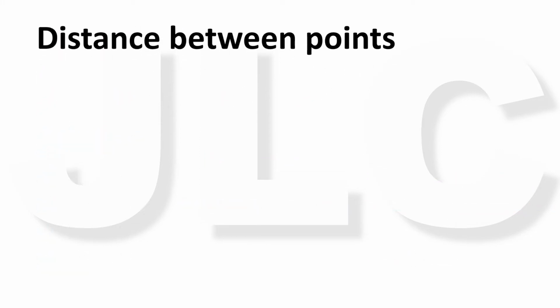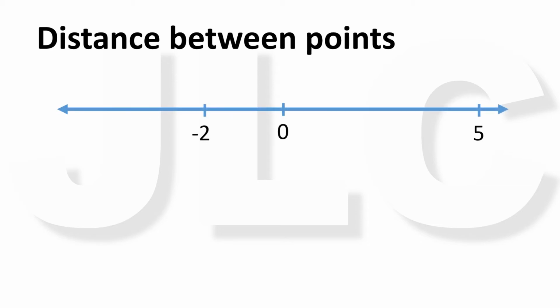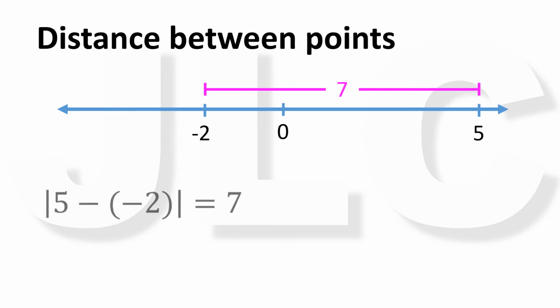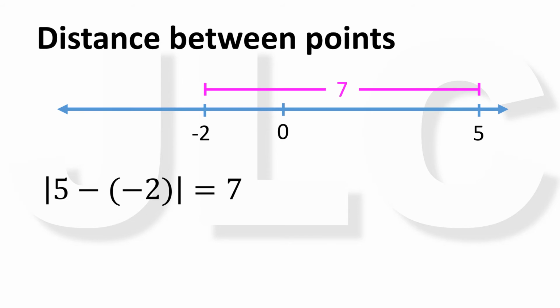Now what if we want to find the distance between two arbitrary numbers on the real line? For example, what is the distance between negative 2 and 5? From the number line, we can easily tell that the distance is 7. It is quite intuitive to arrive at this by evaluating the absolute value of 5 minus negative 2, or the absolute value of negative 2 minus 5.